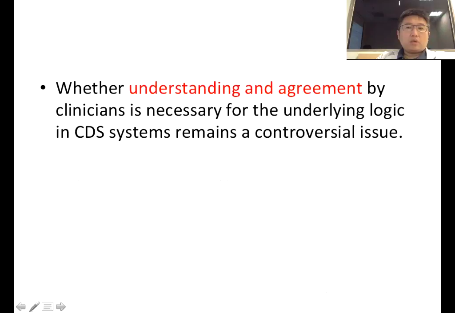So this is the conclusion. I say that the thing you created or built for clinical decision support should be understood by clinicians and should be agreed with by clinicians. Otherwise, the most concern is patient safety, because you cannot just generate or learn something on your own. Those things should be understood and also agreed by the clinician.